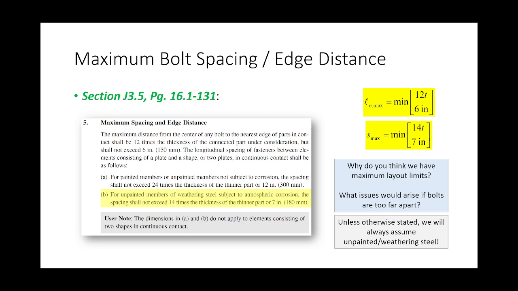Look at the way the bolt spacing limit is listed. There are two different types of limits dependent upon whether or not you're dealing with painted members or unpainted members not subject to corrosion, or unpainted members which are subject to atmospheric corrosion. So if you look at the numbers, what the spec is saying is that if you got a situation where you're dealing with unpainted steel, or a component subjected to corrosion, the limits get more stringent. They get more restrictive. Does that make sense? So what we're going to do in this class is, unless otherwise stated, we are always going to assume that we're dealing with either unpainted or weathering steel.